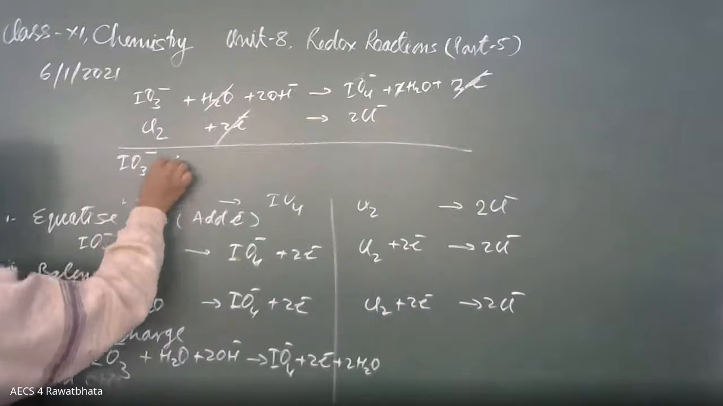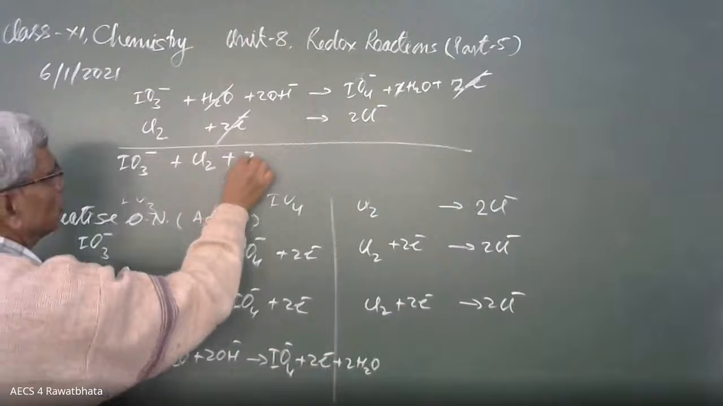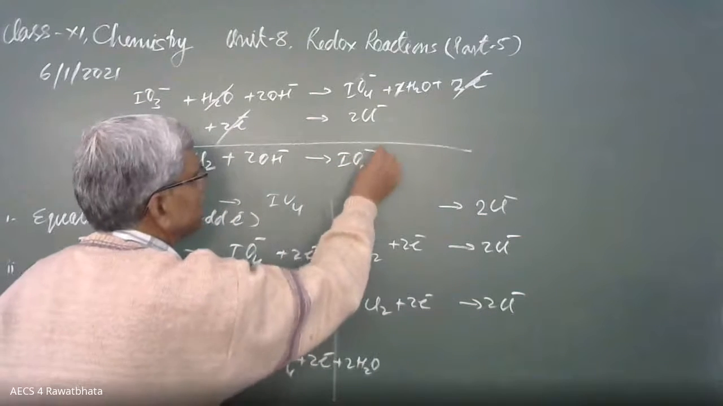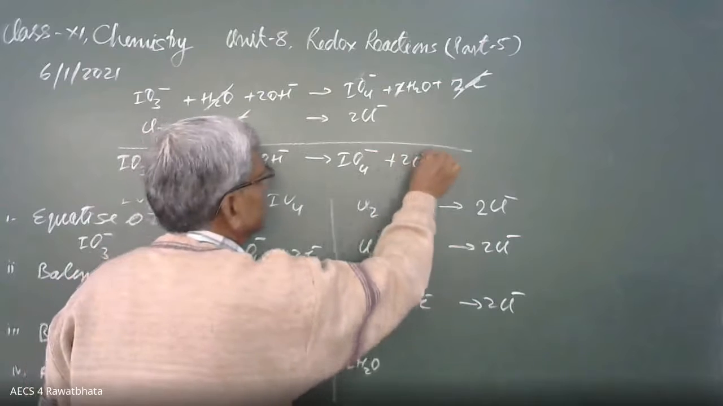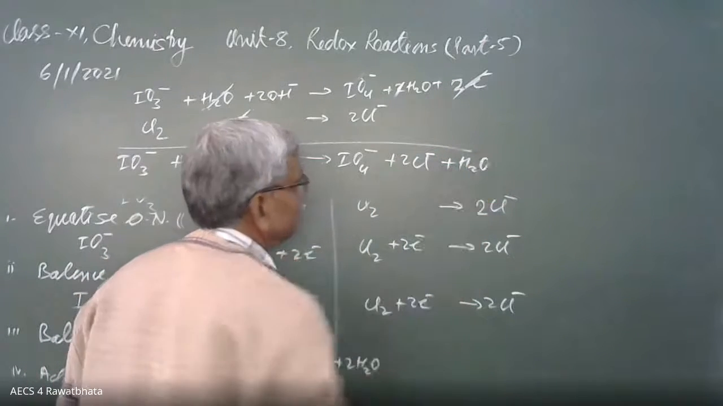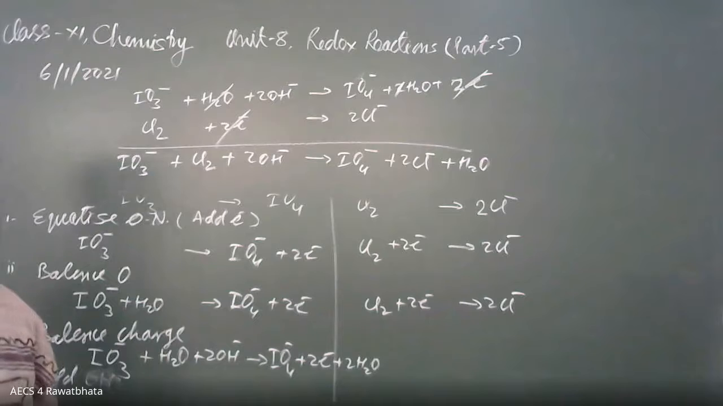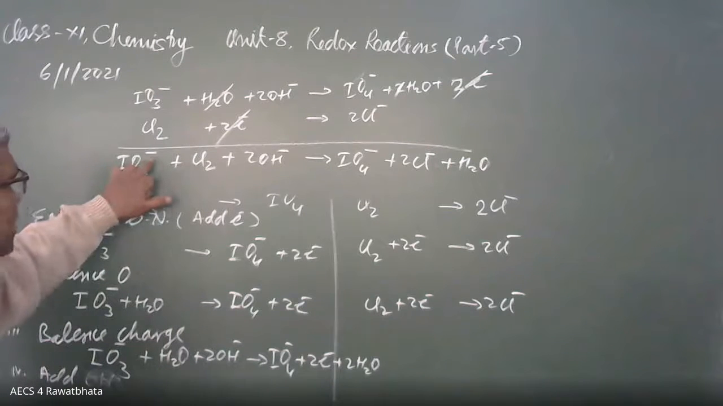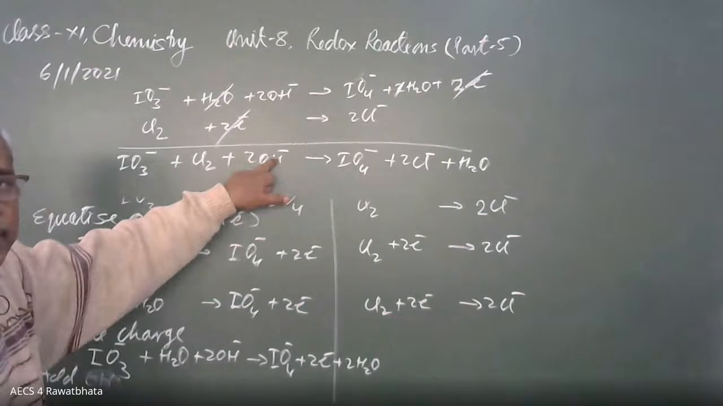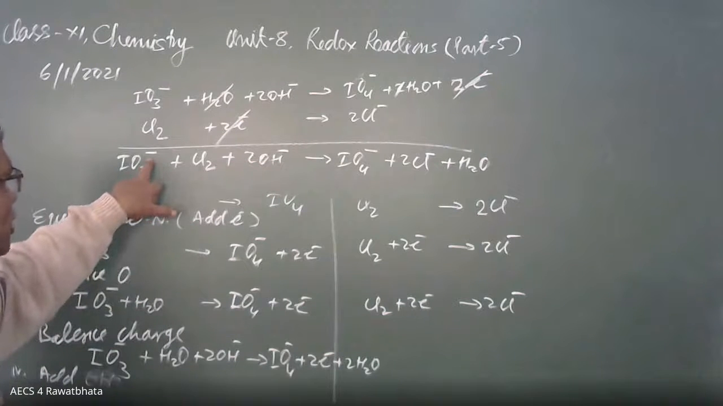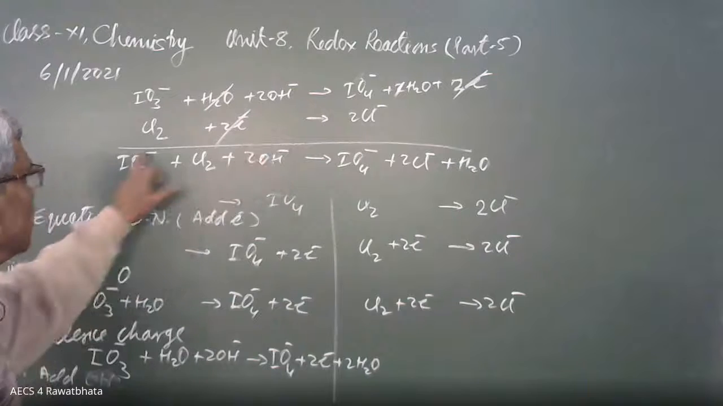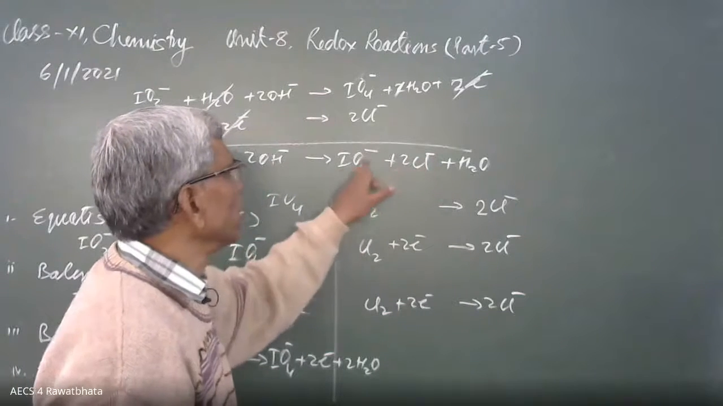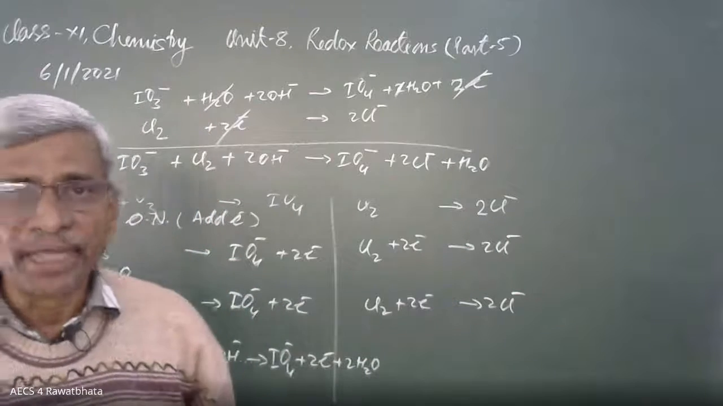This addition is IO3 minus plus Cl2 plus 2OH minus gives IO4 minus plus 2Cl minus plus H2O. This is the reaction. Final check. See the charge. The charge is 1 minus, 2 minus, that is 3 minus. The 1 minus here is IO3 minus and 2OH minus. Total negative is 3. And this side, 1 minus and 2Cl minus, total negative is 3. The reaction is balanced.